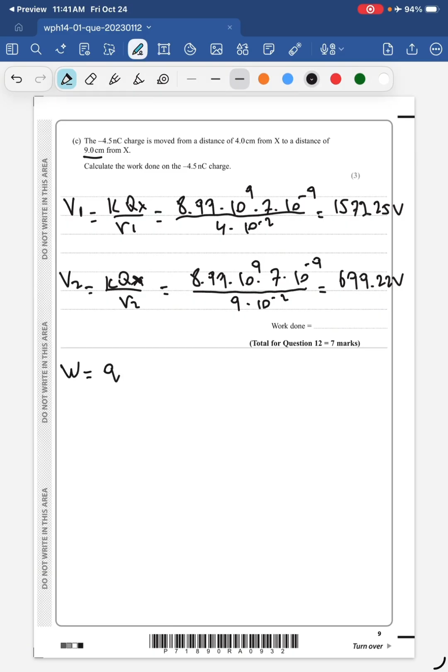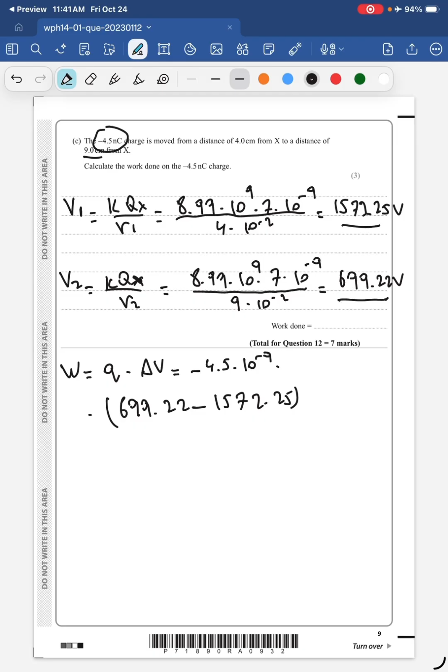Q. And now Q is the Q of this charge, okay, times delta V. Okay, so the charge is minus 4.5 times 10 to the negative 9 coulombs times the final potential, which is this, so 699.22 minus the initial potential, which is 1572.25, and if you multiply everything together, you get 3.93 times 10 to the negative 6 joules.